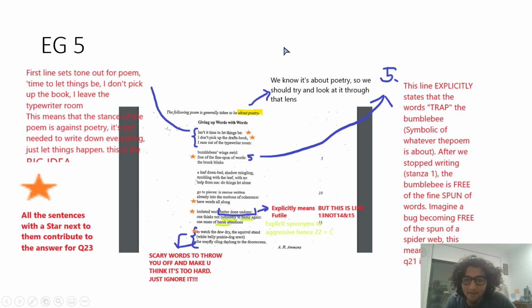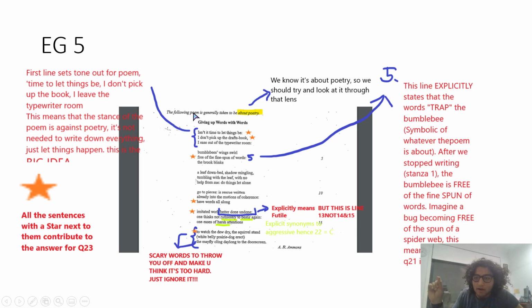I don't pick up the drafts books. I ease out of the typewriter room. So this is instantly easy. It sets the tone for the poem. Time to let things be. I don't pick up the book. I leave the typewriter room. This means that the stance of the poem is against poetry. It's not praising poetry, saying poetry is something we can use to immortalize everything. No, it's not, right? It's saying that it's time to let things be.